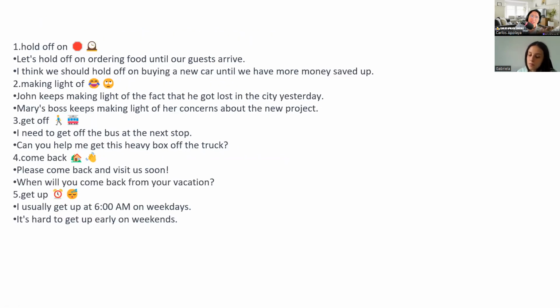So for example, look at this example. John keeps making light of the fact that he got lost in the city yesterday. You know, when you get lost, it's really important. It's really worrying for your family, right? But when you make light of the fact that you got lost, it means that you say, well, this is not important, you know?